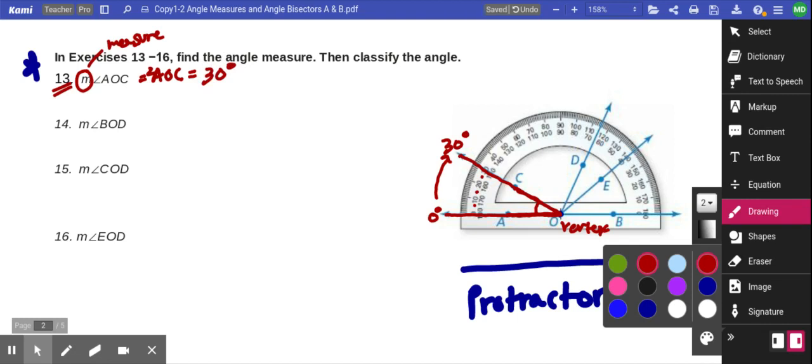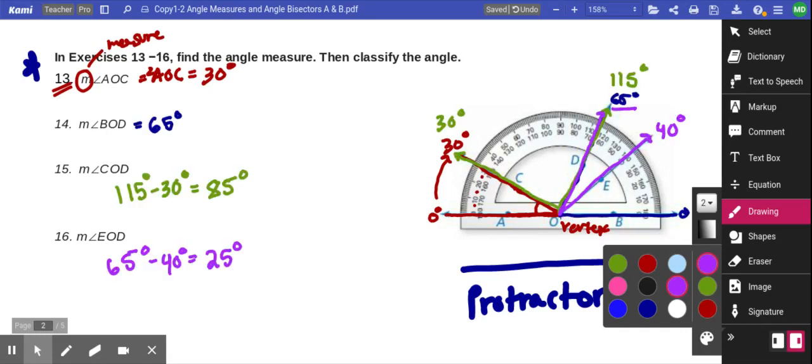Go ahead and pause this video now and try 14, 15, and 16. You can check your answers for number 14, 15, and 16. If you didn't get any of the same answers, I still have my work on my protractor on the right-hand side.